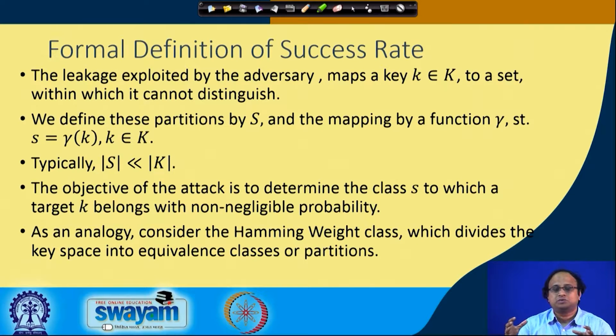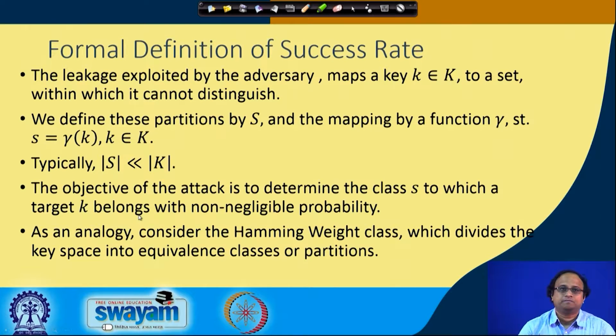So, typically the number of partitions, or the number of Hamming classes for example, is much smaller compared to the total number of keys. In the keys we have 2 to the power of 128, which is very large, which we are basically narrowing down to only 129 possibilities. Therefore, the cardinality of S is typically much smaller than the cardinality of K, and that is why our attack will be successful in that case. And the objective of the attack is to determine the classes to which a target K belongs with non-negligible probability.